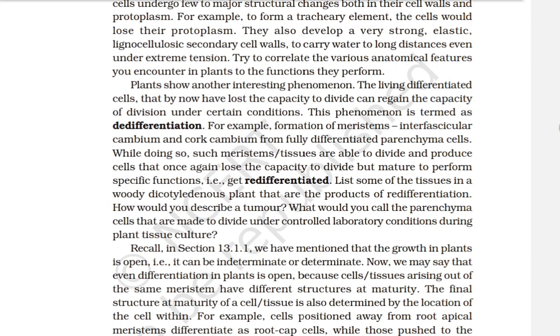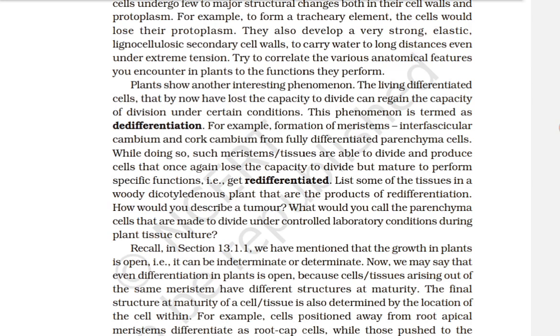Plants show another interesting phenomenon. The living differentiated cells that by now have lost the capacity to divide can regain the capacity of division under certain conditions. This phenomenon is termed as de-differentiation. Clear?